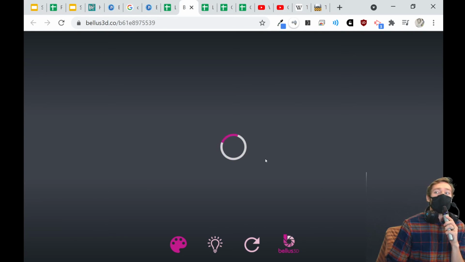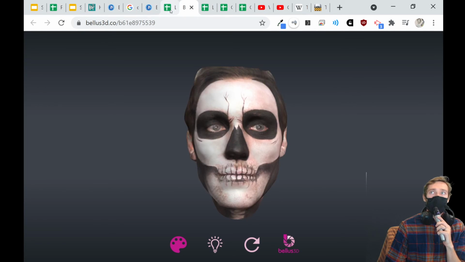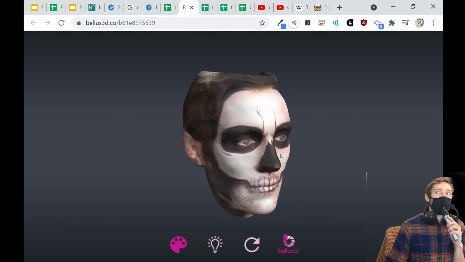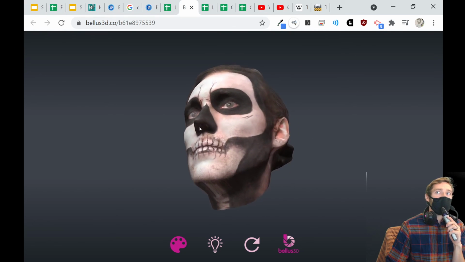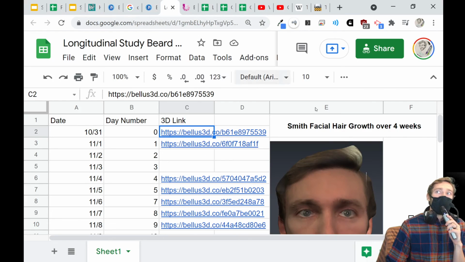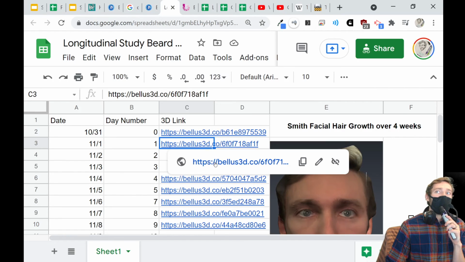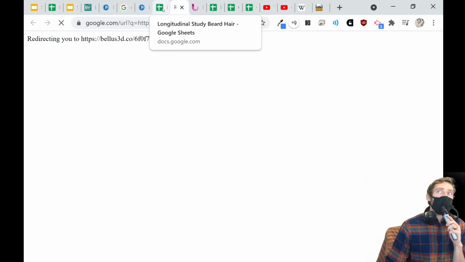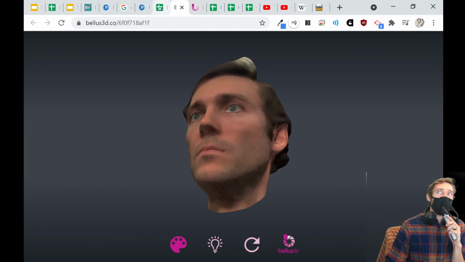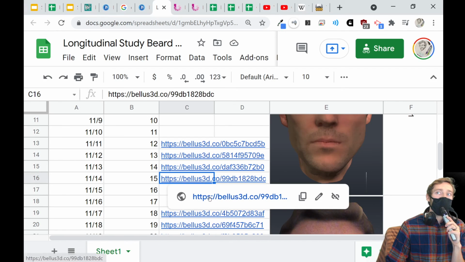I shaved it last time for Dia de los Muertos. So I shaved my face so that I could get the makeup on here, and I took a 3D picture of myself. But I also plotted out every day with a date. I plotted out all of my different days for the beard growth so that I could track how quickly the beard grew.